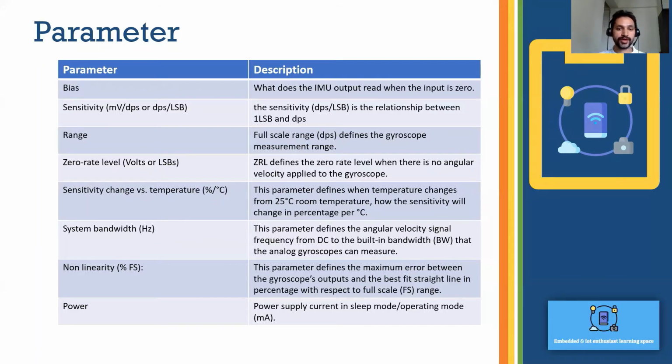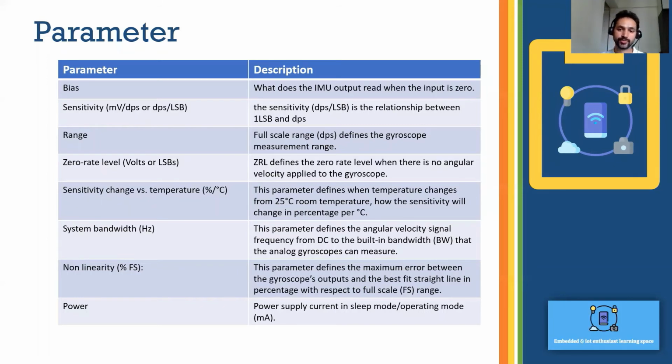And another thing is the zero rate level. Zero rate level defines the output when there is no angular velocity applied to it, which is equivalent to the bias. Then sensitivity change per temperature. At room temperature, what is the sensitivity? And as the temperature is increasing or decreasing, what is the sensitivity? If it is highly sensitive to temperature, then we should not consider that. And the system bandwidth: what is the bandwidth of the frequency it can provide? That helps in selecting the different post processing.